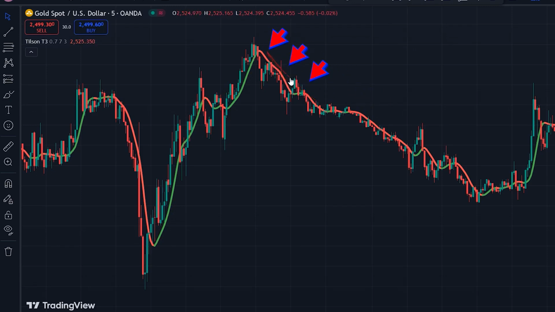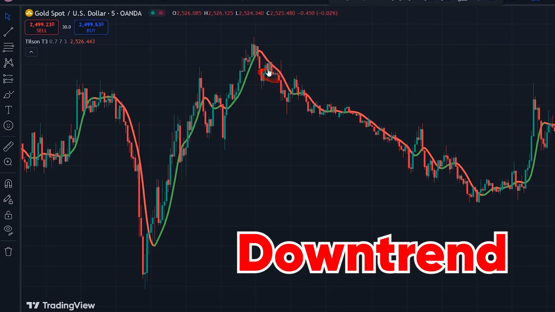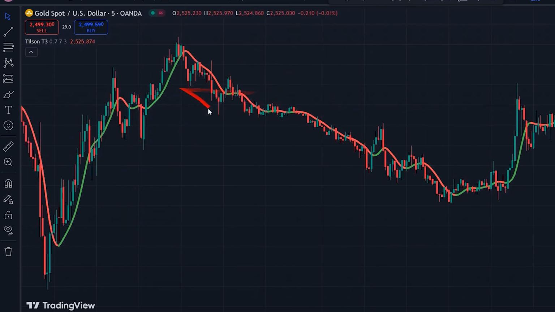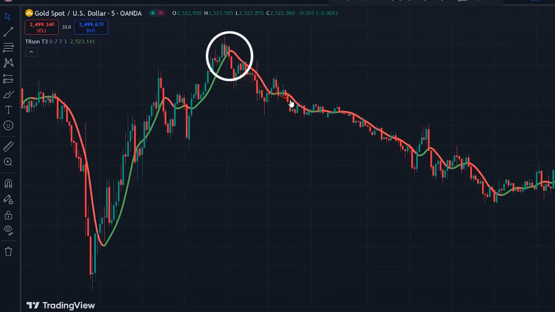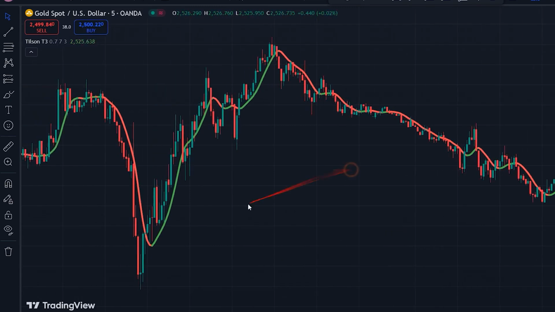Conversely, when the line of this indicator turns red, we realize that we are in a downtrend and prices are decreasing. Therefore, at this point, we should look for signals to enter sell trades so that we can also profit from price declines in the market.